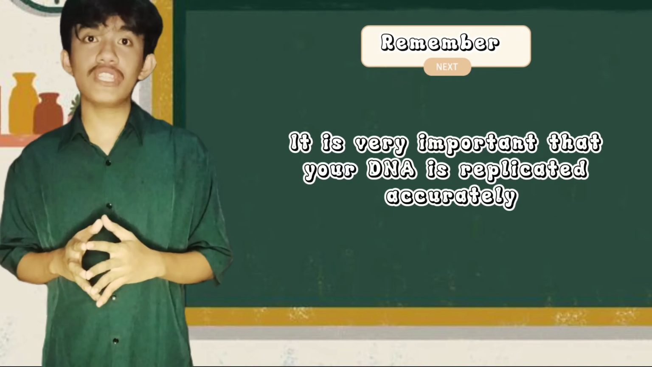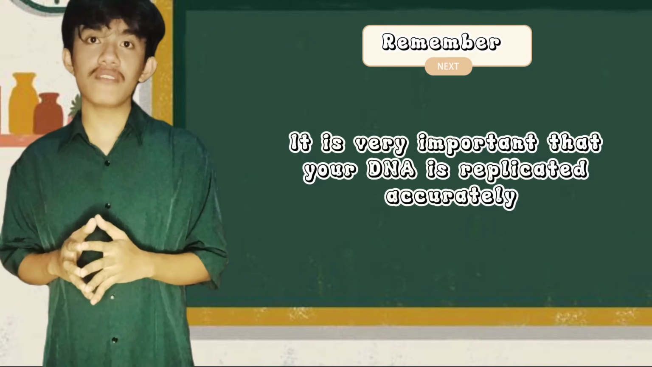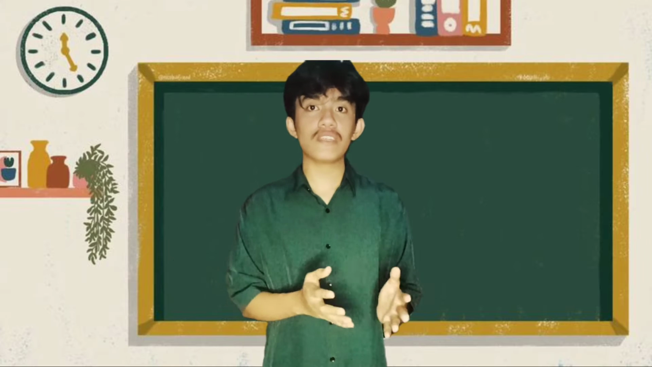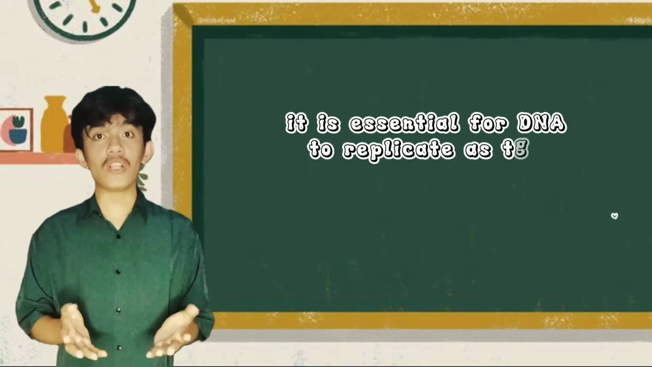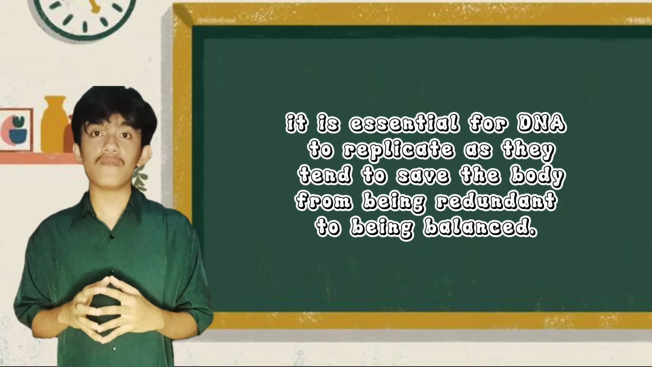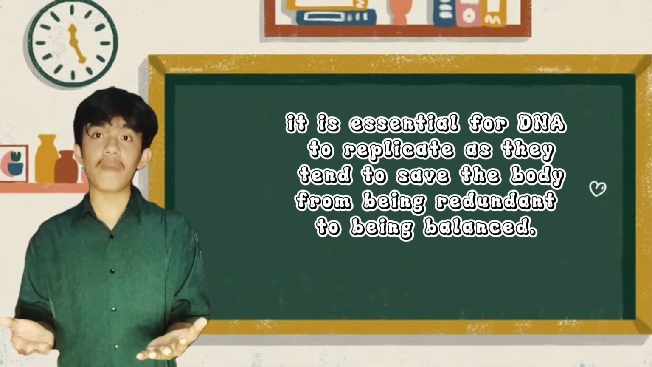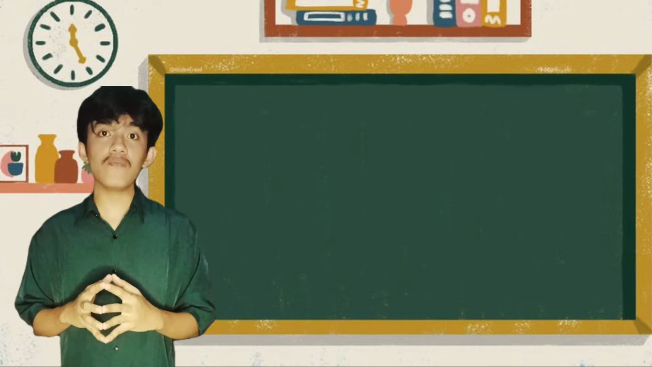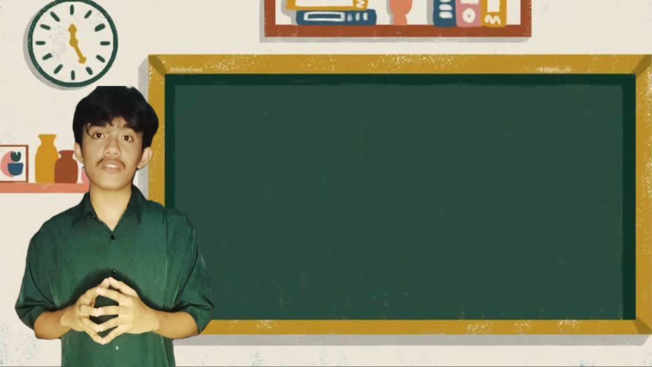In order for a cell to divide, it must first make a copy of its own DNA, which is the genetic code it needs to function properly. It is very important that your DNA is replicated accurately, with new cells receiving an exact copy of your genetic sequence. So to make it simple, it is essential for DNA to replicate as it saves the body from being redundant to being balanced. It is also an essential process for cell division to take place.